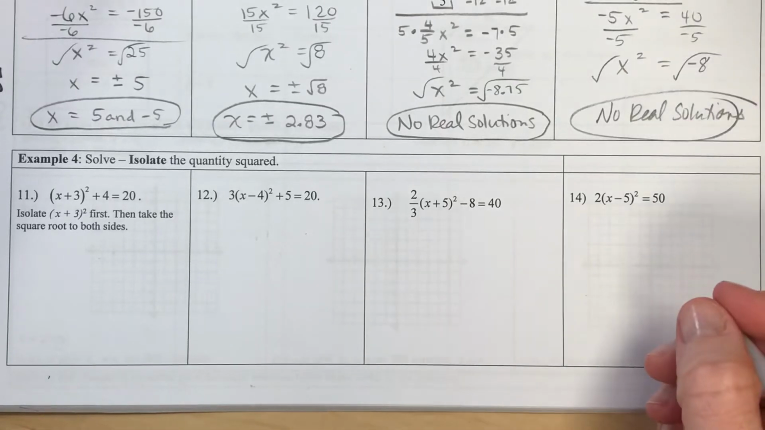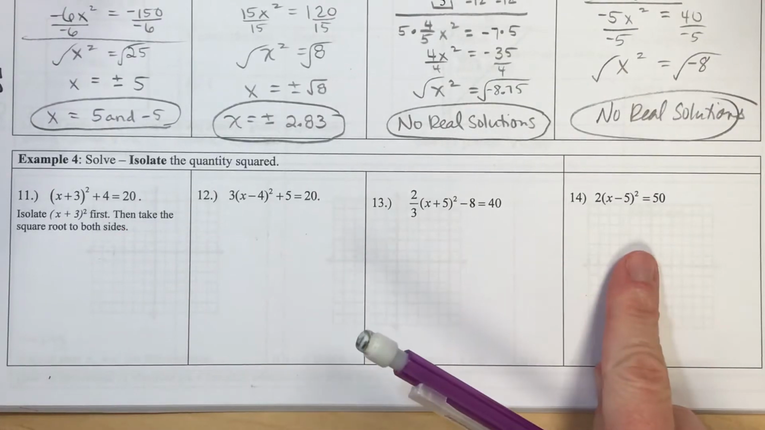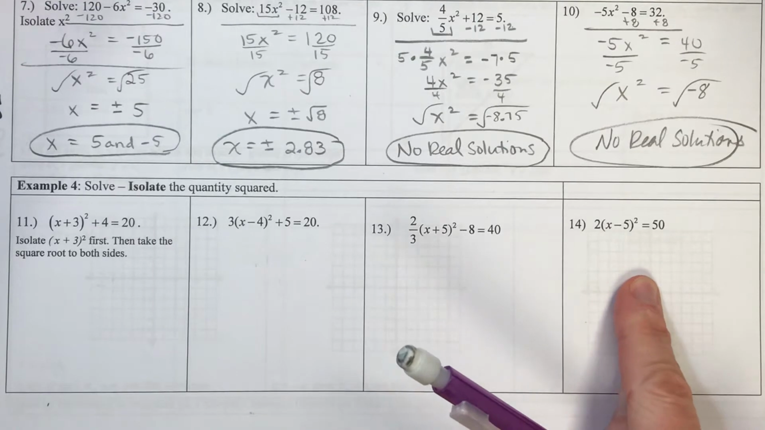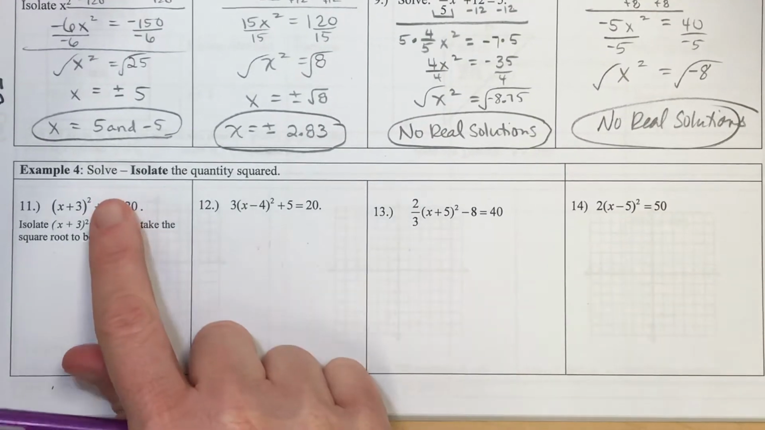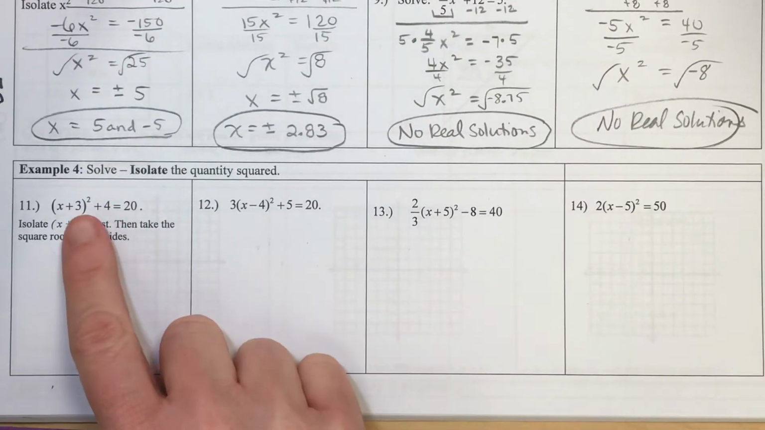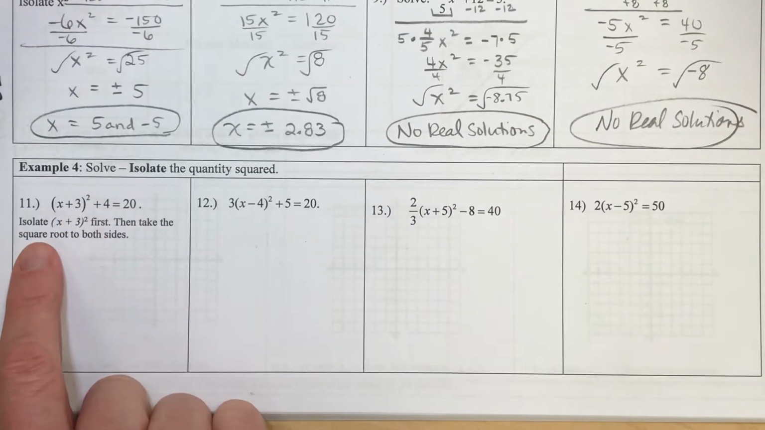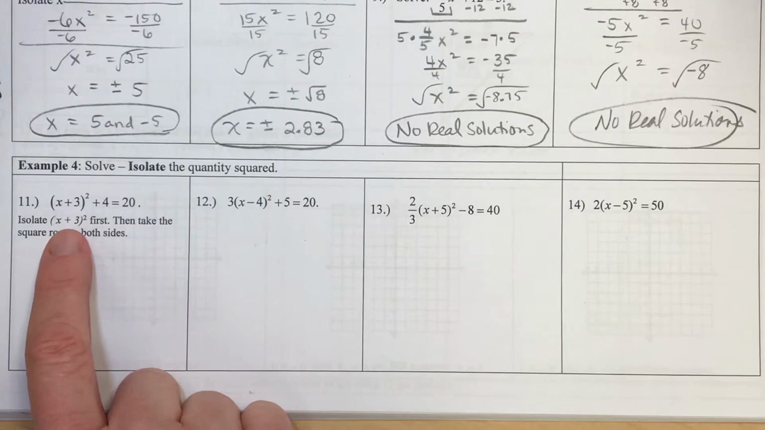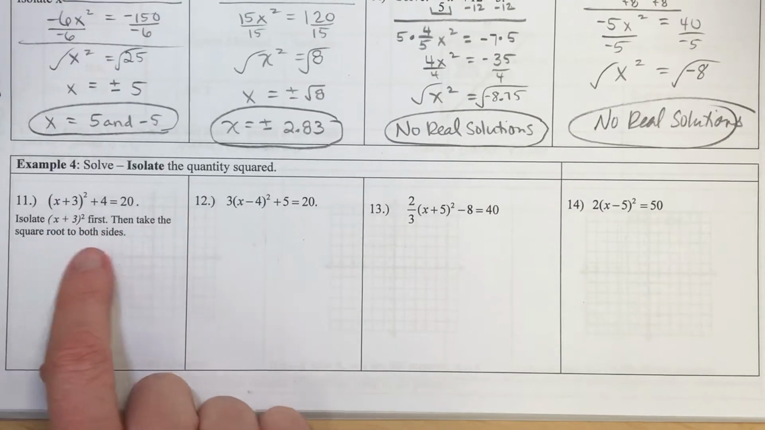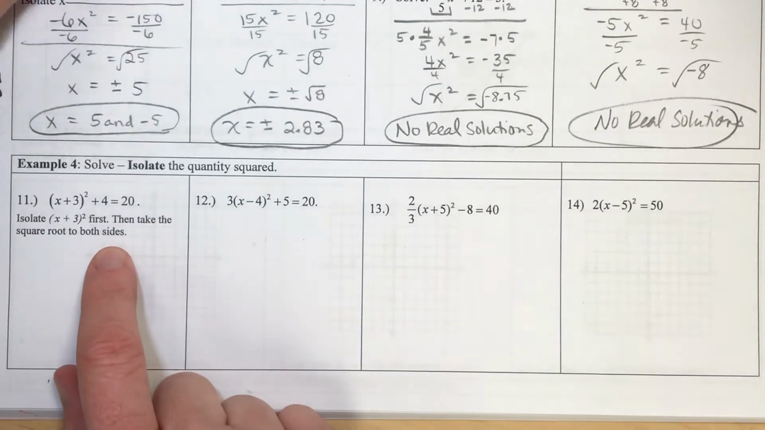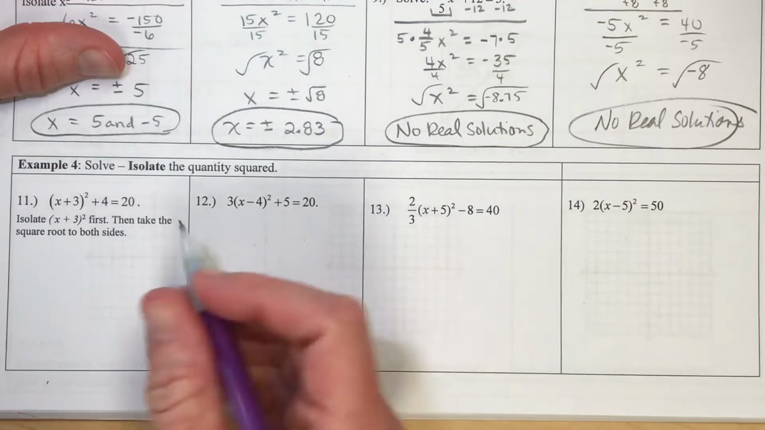In this video, I'm going to show you 4 examples on how to solve with what is called the square root method, except that in each of these examples, you're going to notice that you have a group that is going to be squared. And so what you first want to do is isolate the group, the x plus 3 first, and then take the square root of both sides. You're going to see it's just going to be slightly different than in the previous videos.